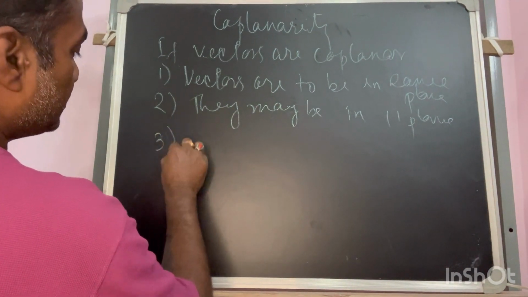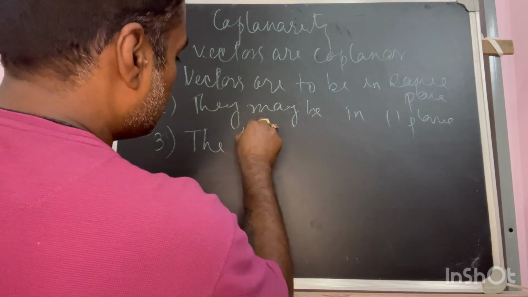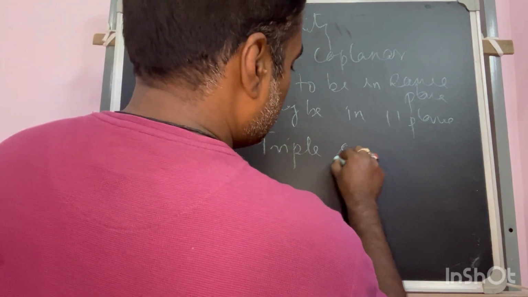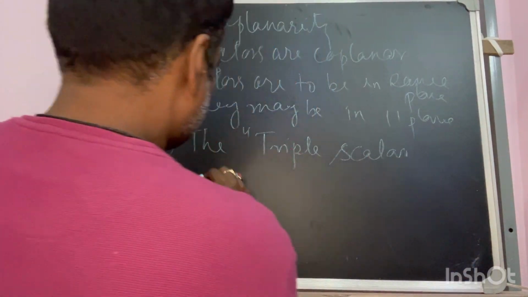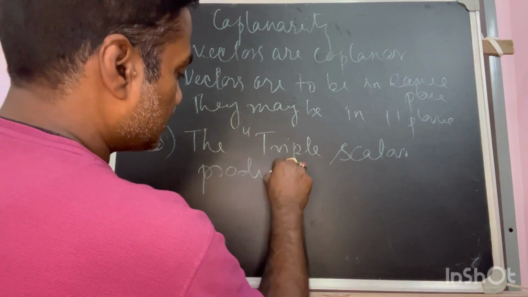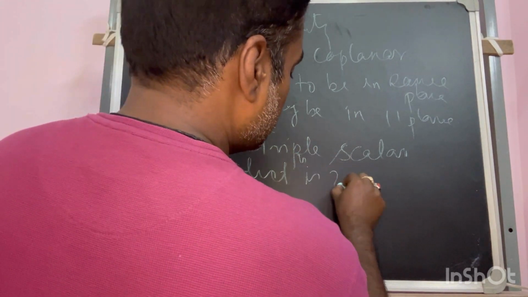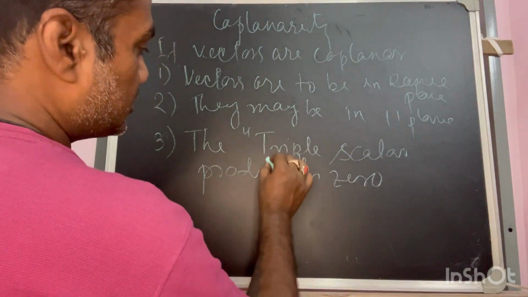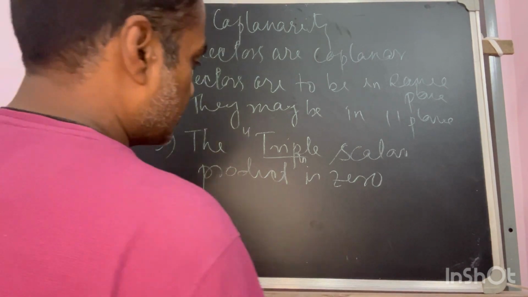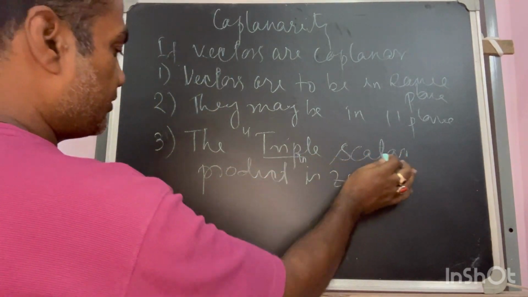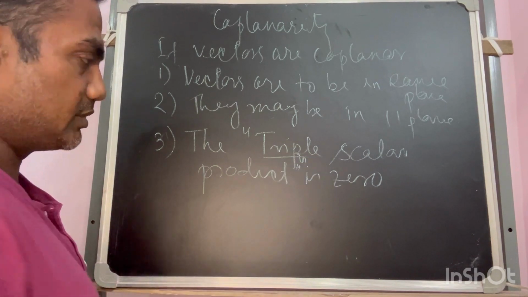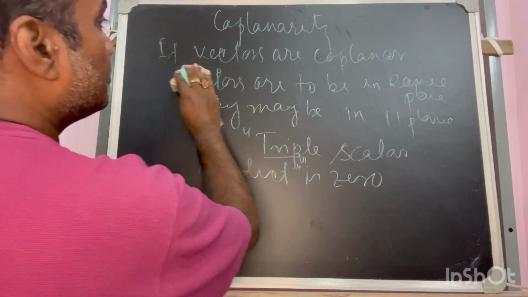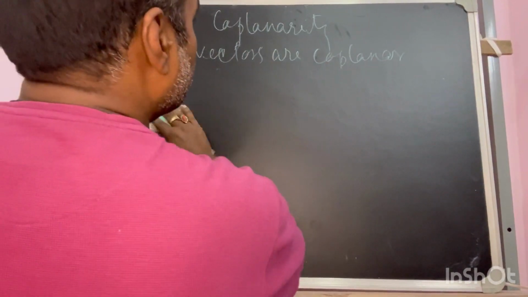These are the first two conditions from the definition. Third condition, this is a specific one: the triple scalar product is 0. If I elaborate, triple means there must be three vectors we are talking about. I will discuss what the triple scalar product means, but the point is that we will work with at least three vectors.